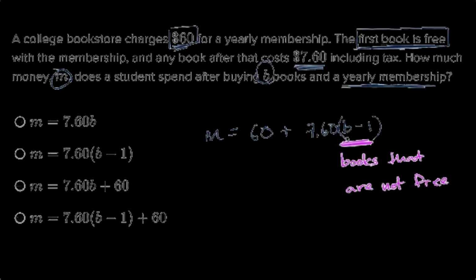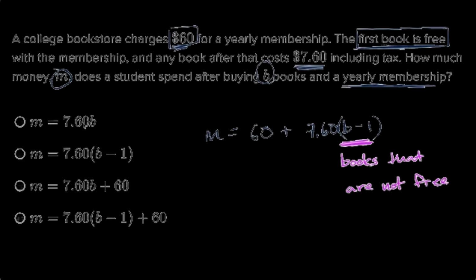And this makes sense. If B is 2, B minus 1, you're going to pay for 1 book. If B is 10, that means you're only going to have to pay for 9 books. 9 times $7.60 plus the membership. All right, now let's see which of these choices actually match what we just wrote.